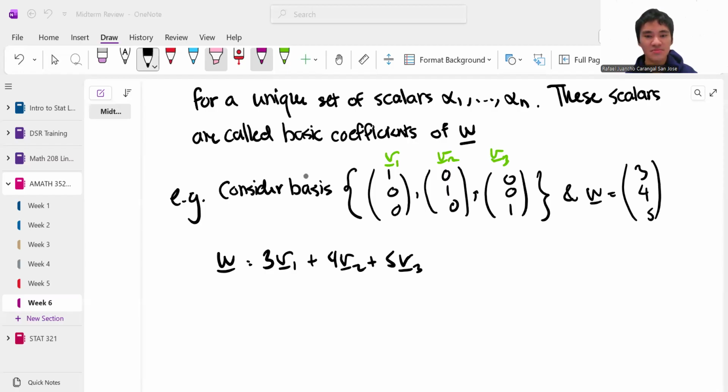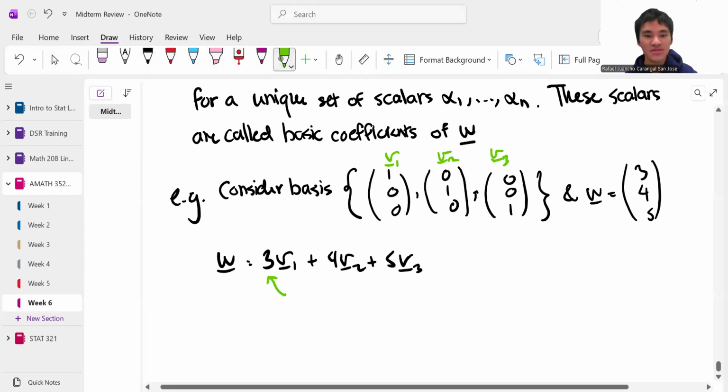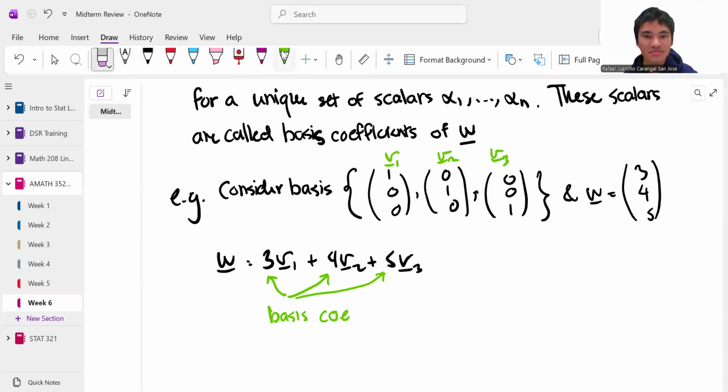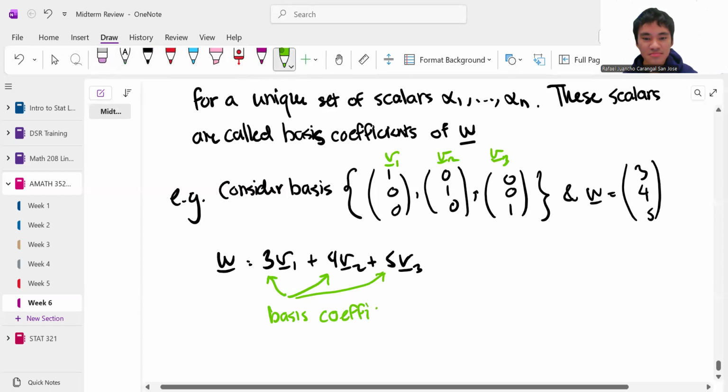And so what can we say about this? We say that this 3, this 4, and this 5 are what we call the basis coefficients. Oh, I wrote basic. Basis coefficients. Okay. These are the basis coefficients of W.